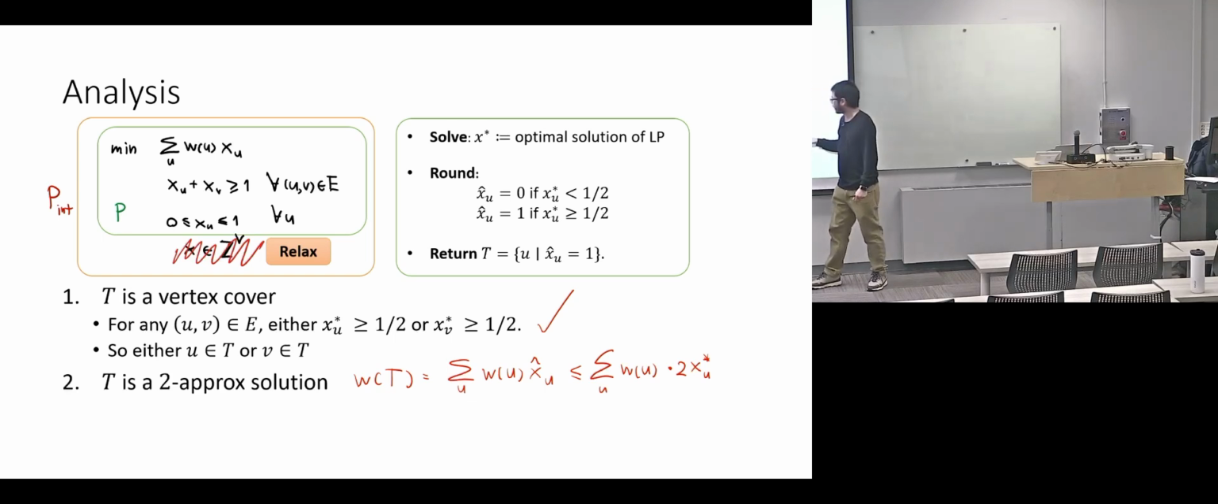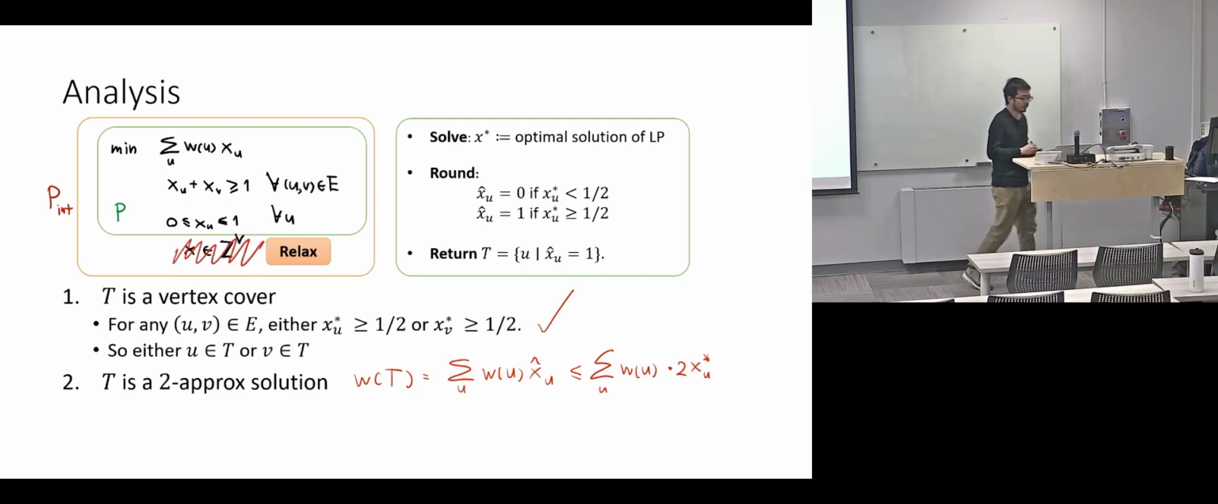This is at most 2 times x star u because you either round down, which is good, or you might round up. But when you round up, it's by at most double. Right? You round up the one that is already more than half to 1. So it will not grow by more than a factor of 2. So you get this. But what is this? This is exactly twice the optimal value of the LP.